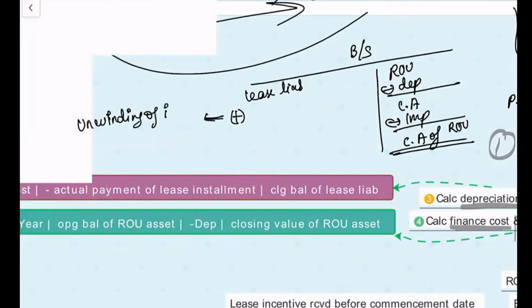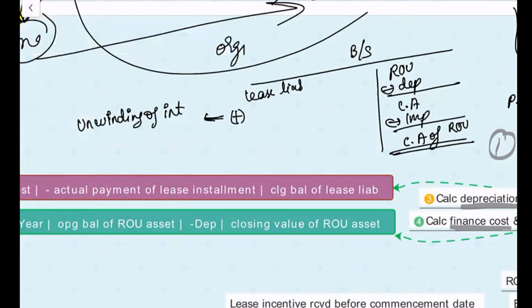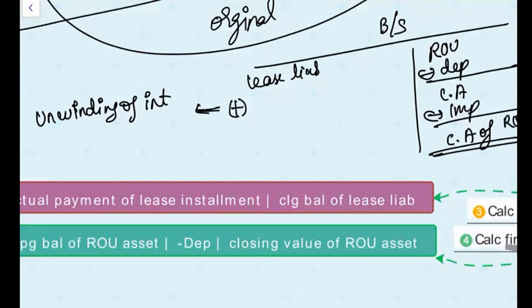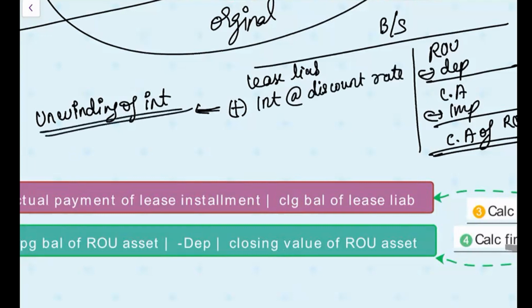Now that you have brought it into the present value, you have to take back all the lease payments to the original value also, right? So how are you going to take back all these values to the original value? You have to add interest at the discount rate. You have discounted it at the discount rate. Every year you have to unwind the interest. That means you have to add the interest to the lease liability to bring it back to the original value.